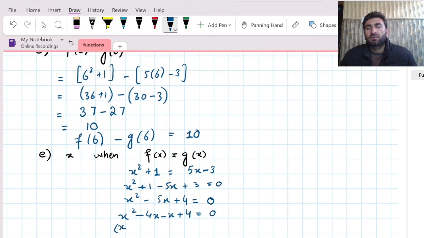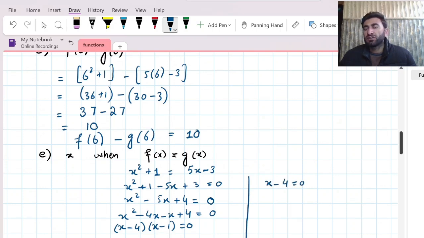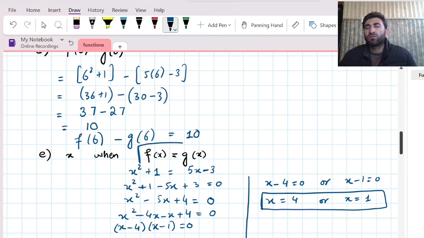so it finally will become x minus 4 times x minus 1 is equal to 0, and we can find the values of x from here by first taking x minus 4 is equal to 0, and second x minus 1 equals 0. So x is equal to 4 or x is equal to 1. So we can say that for these two values of x, the condition will be satisfied, that f of x will be equal to g of x.